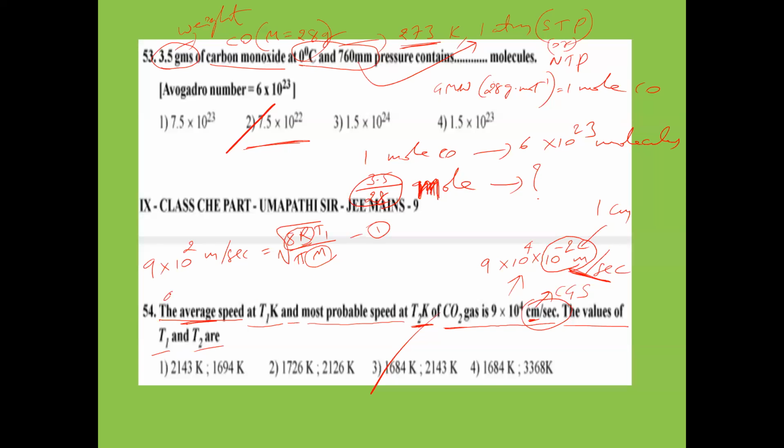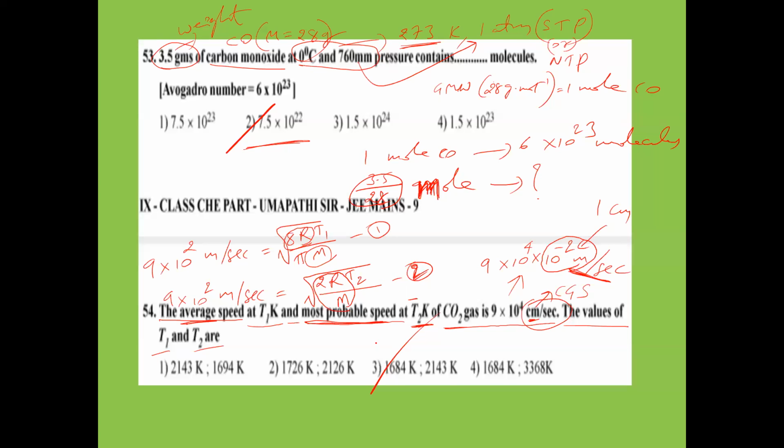Now equation 2 is given: 9 into 10 power 2 meter per second, the same thing, will be equal to the most probable speed. Most probable speed formula: under root 2RT by M, where T means T2 here. M is the same, CO2, so it will be constant here. 2R by M will be constant. Here T2 is the temperature. That will be equation 2.